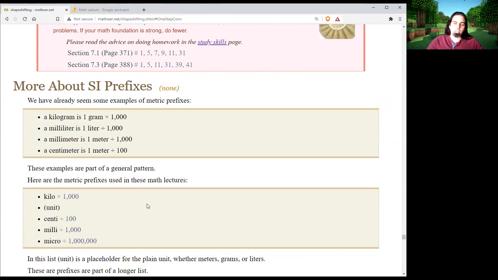We've already seen some examples of metric prefixes. A kilogram was 1,000 grams. A milliliter was 1,000th of a liter. A millimeter was 1,000th of a meter. A centimeter was 100th of a meter. So these are part of a general pattern. Kilo means times 1,000. Centi is divided by 100. Milli is divided by 1,000. And micro is a millionth, which you'll usually only see in normal real life with micrograms. If you take medicines, there's so many micrograms of the active ingredient in your medicine, a millionth of a gram.